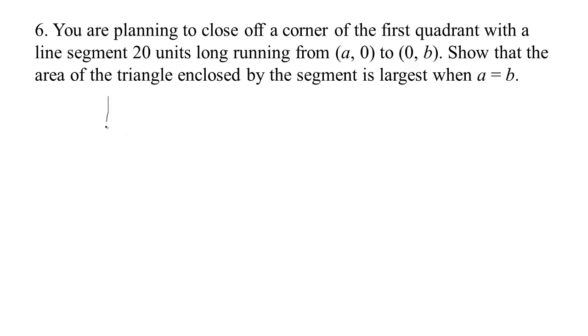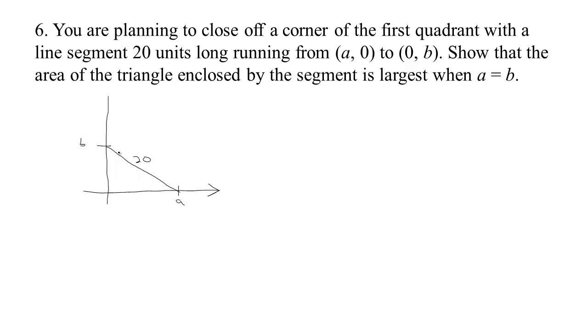Okay, so we know we're talking about the first quadrant, so I'm going to draw the first quadrant. A point at (A, 0) would mean you go over A and not up at all, and a point at (0, B) would be something like this, where you don't go over, you just go straight up to B. And we're going to close off a corner of the first quadrant. So if I draw this segment, it's supposed to be 20 units long. I want to show that I get the biggest triangle when A and B are equal.